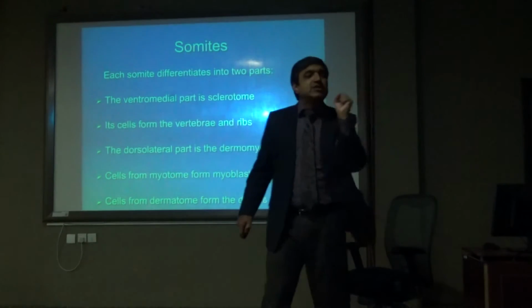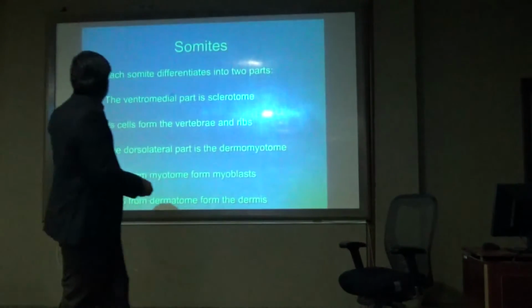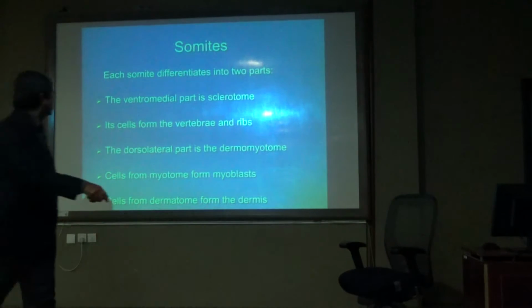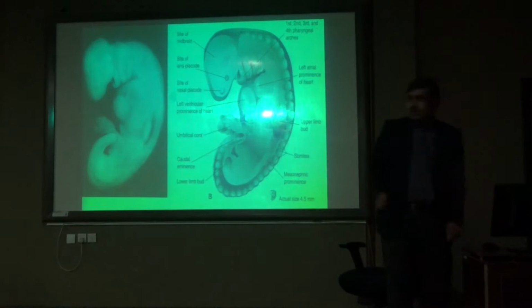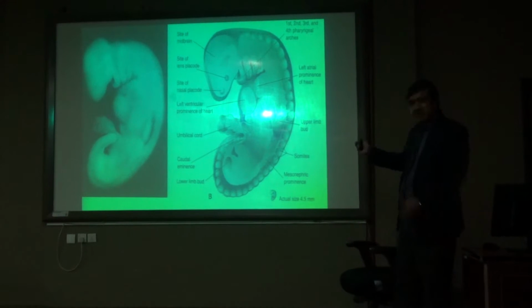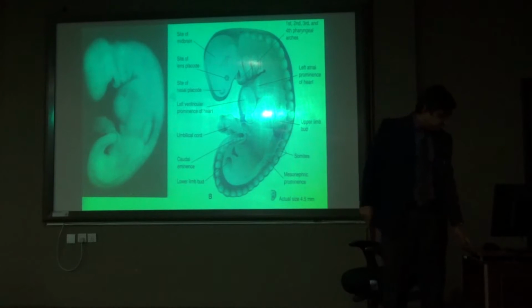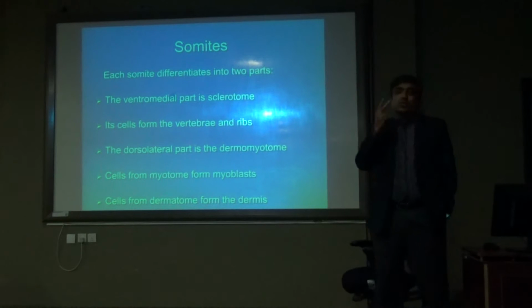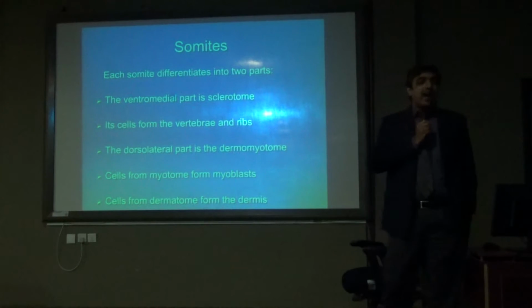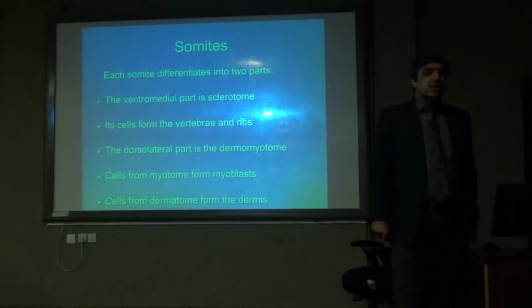Now, let's take one somite, one block, one cube. Take it out. How is it from inside? What structures are made from this somite? Each somite differentiates into 2 parts. One is ventromedial, another is dorsolateral.